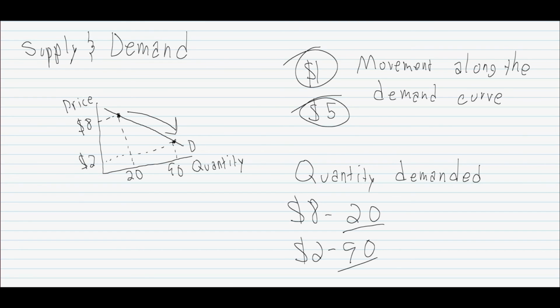Let's say we decrease the price from 8 to 2. There was a movement along the demand curve from the $8 point to the $2 point. So the quantity demanded increased from 20 to 90 due to a decrease in price from $8 to $2. That's how it happens. Whenever the price increases, quantity demanded will decrease, and whenever the price decreases, quantity demanded will increase. So let's move on to the next subject, the supply graph, the supply curve.